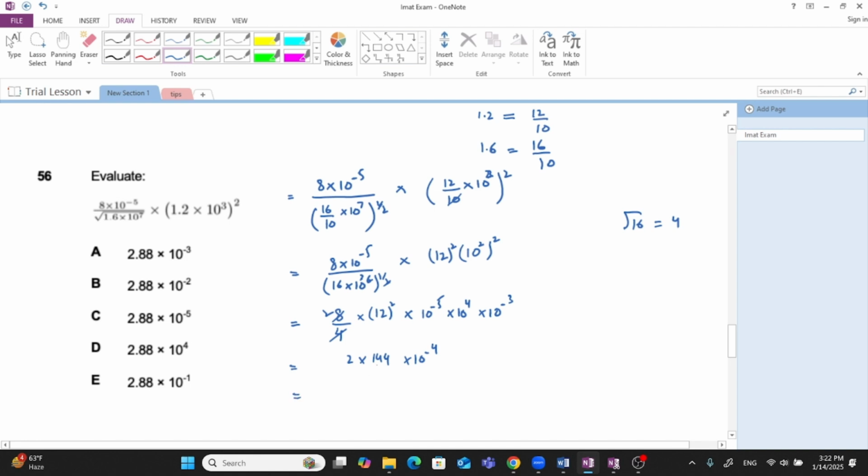When we solve this, it becomes 288 times 10 to the power minus 4. So it becomes 2.88 times 10 to the power minus 2. We do this quickly, and this will be the answer. This is the way we can solve this type of question.